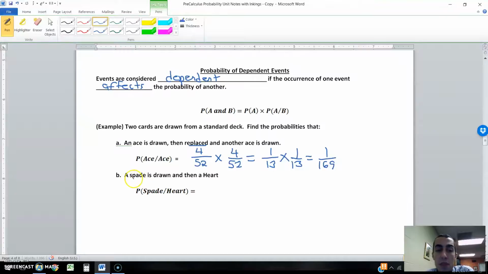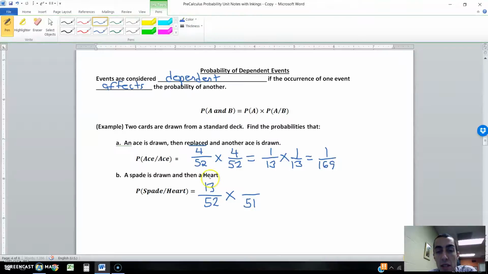Now in this example, we've got a spade drawn, but that spade is not put back into the deck. That's going to change the probability of our second occurrence. So we draw a spade, and there are 4 suits in the deck, meaning that each of the suits has 13 cards. So there are 13 spades out of 52 cards. Next, once you draw a spade and don't put it back in the deck, you're only going to have 51 cards left in the deck.